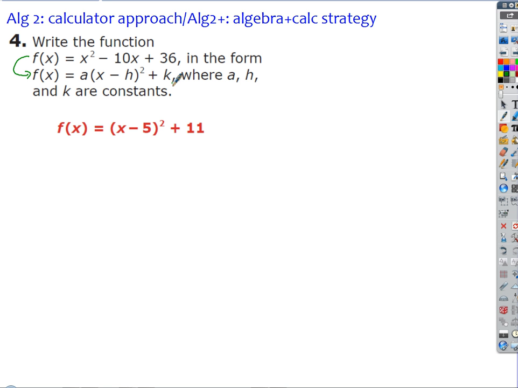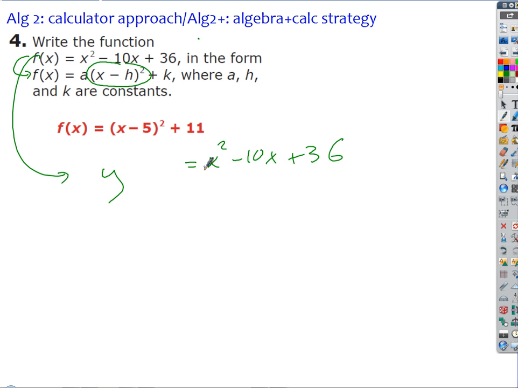Just complete the square. So we'll start with our original problem. Let's call this y instead of f of x, a little easier to write. So we get y equals x squared minus 10x plus 36. And our goal is to get it into this form, a times the quantity x minus h squared plus k. Well, the quantity x minus h squared looks like a perfect square, doesn't it? So we've got to create a perfect square, and let's just take a second and review how we did that. We did a lot of this stuff earlier in the year.